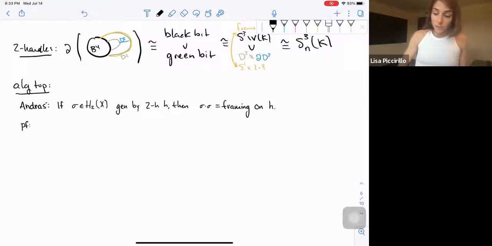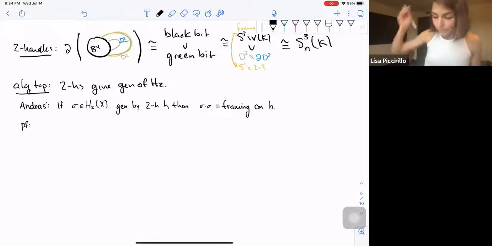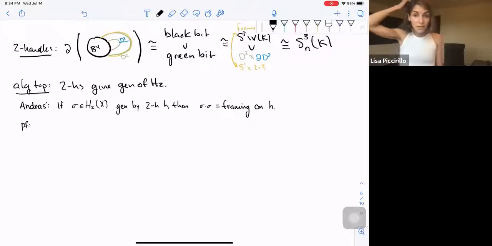A word about the algebraic topology of two-handles. So the first thing that's not at all hard to check, and I won't go through this carefully, is that two-handles give you your generators of H2. Okay, but they also tell us more than that.